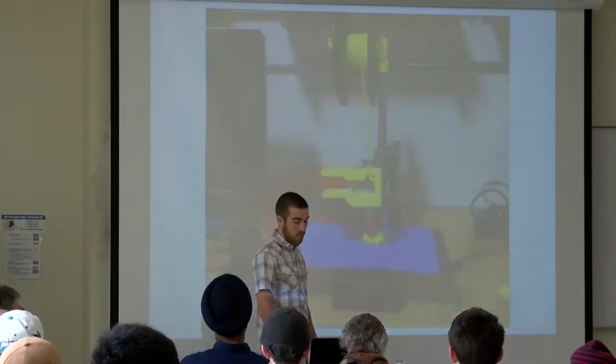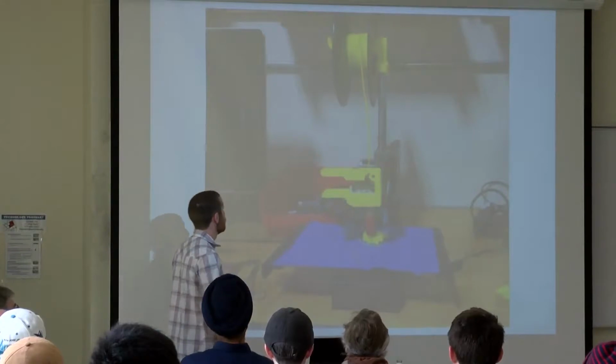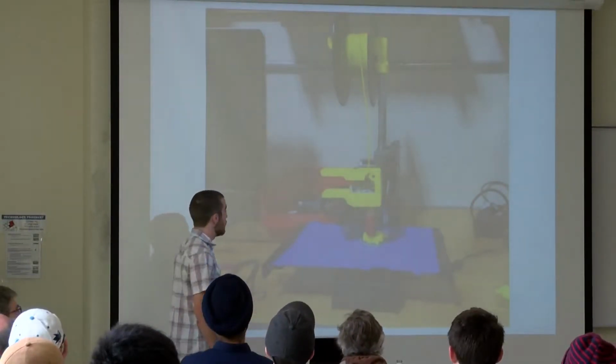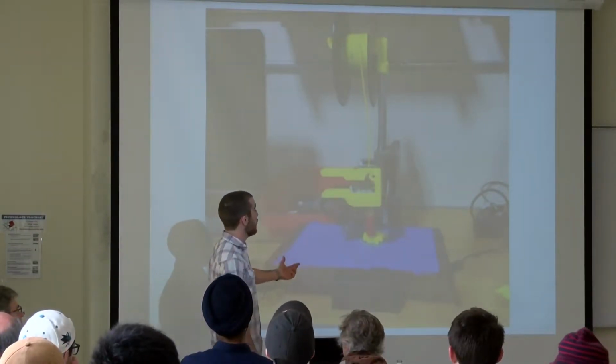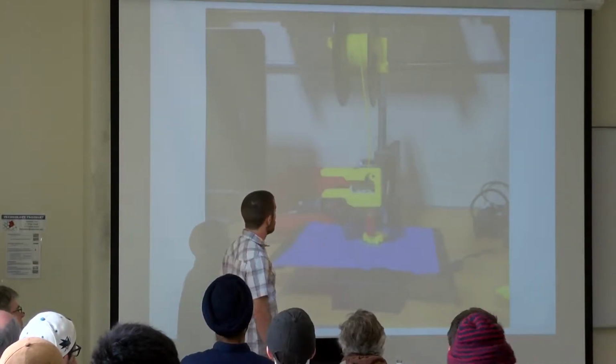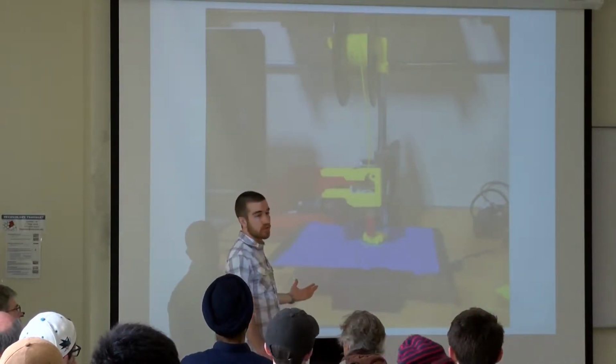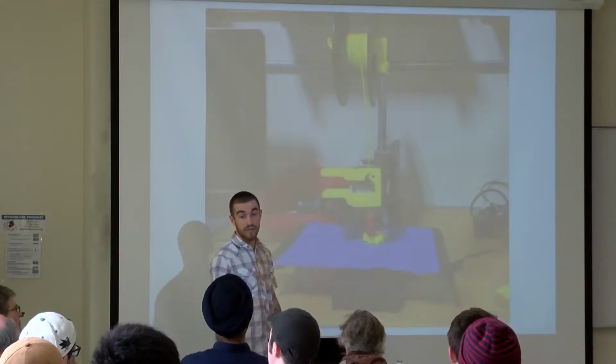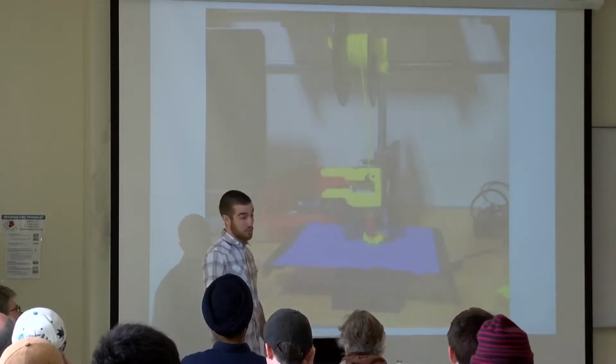And this is a photo of me printing one of my parts for the robot. This is the printer bot, and I'm using PLA filament. And I did upwards of about 30 hours of printing to get this done with trial and error.